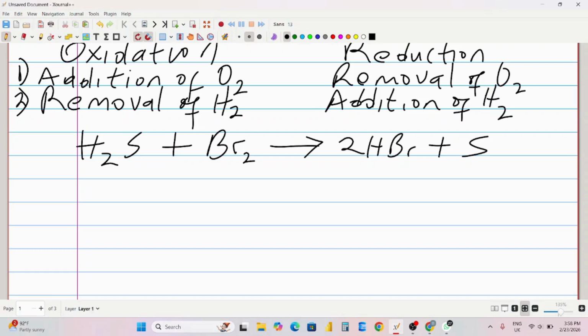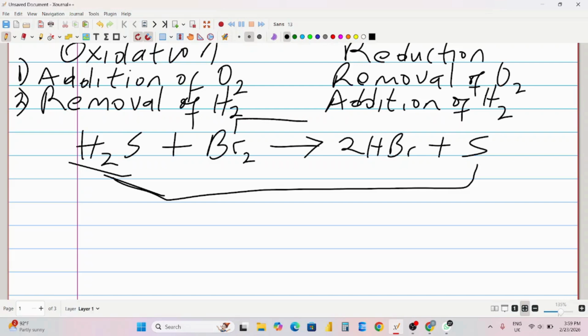So you can see here the hydrogens with the sulfur, but here it has lost its hydrogen. So it's safe to say that the sulfur added the hydrogen to what? Hydrogen bromide, to bromine. The sulfur added the hydrogen to bromine. So since the sulfur lost the hydrogen, sulfur experienced what? So we have removal of hydrogen.